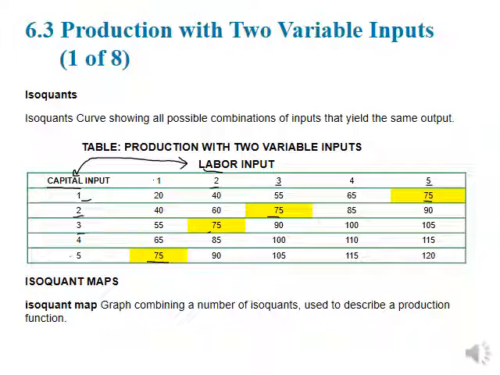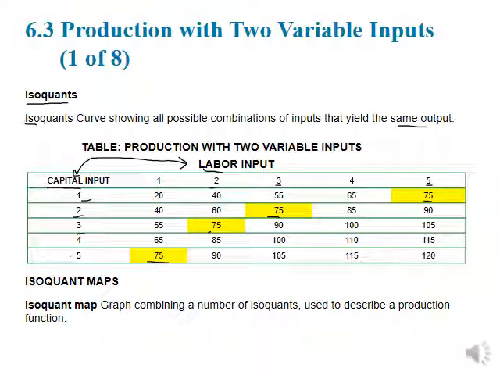And we can put this information, these various combinations, on a curve. We'll call that curve an isoquant. Iso meaning same or equal, quant meaning quantity, of course, so same quantity. This curve shows all possible combinations of input that yield the same output.